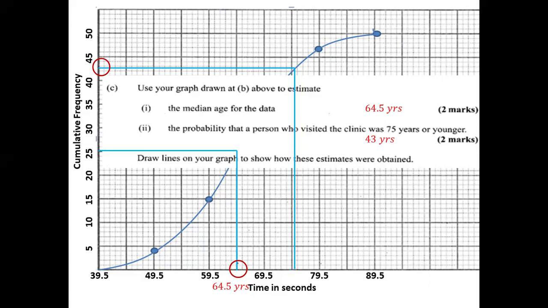Hold on there. It's not 43. Oh man. So this is not 43 years. This is 43, right? But this is frequency. So 43 persons, not years. My bad. So the probability then is not 43 years, it's 43 persons.